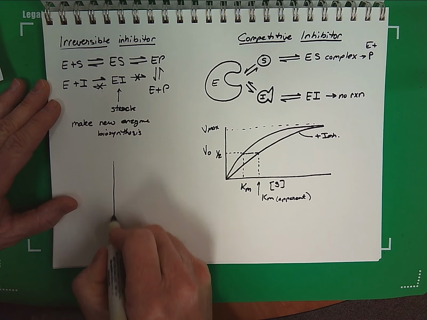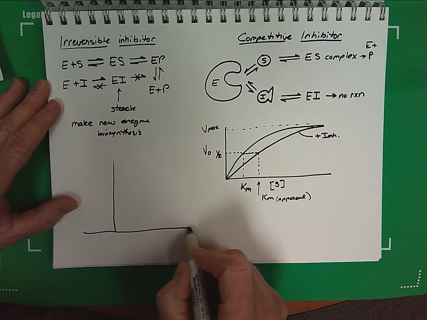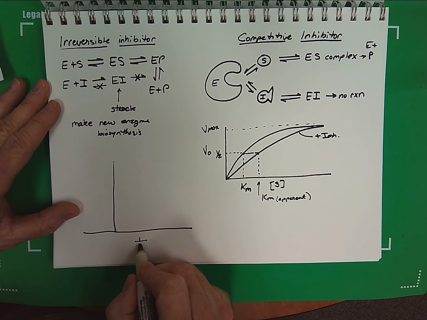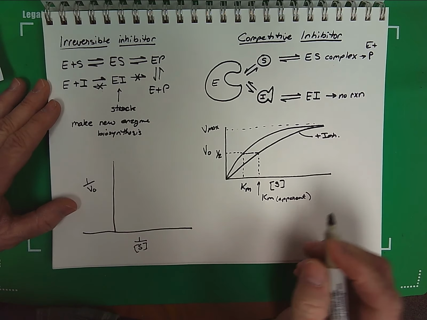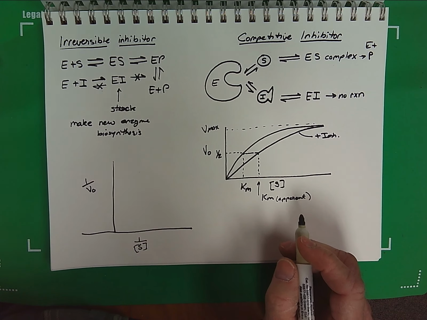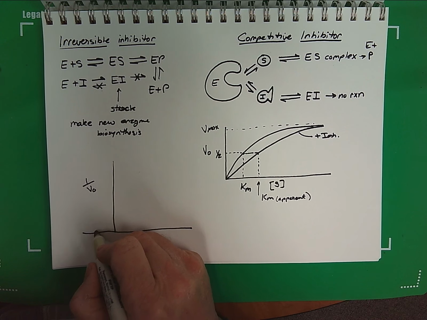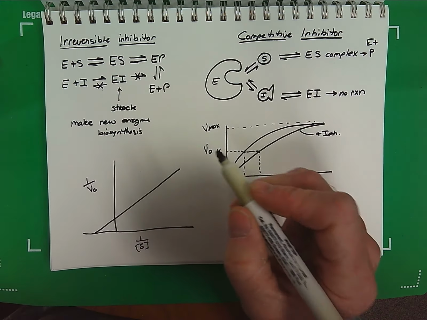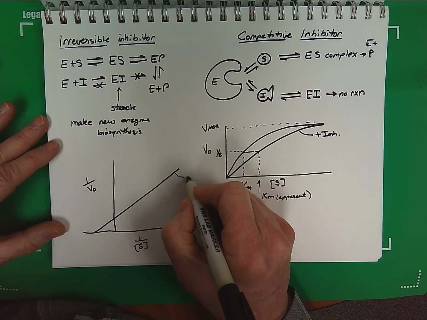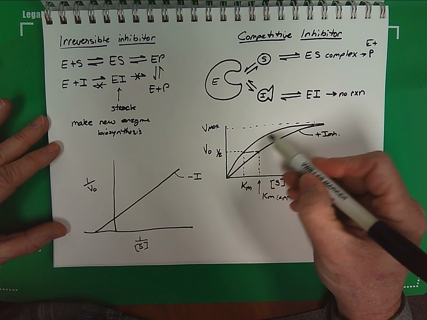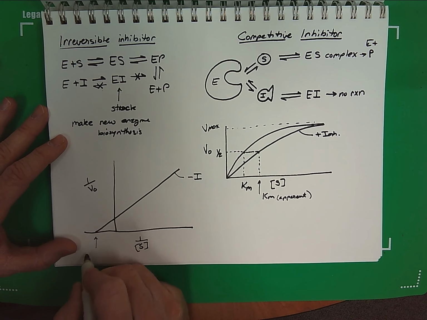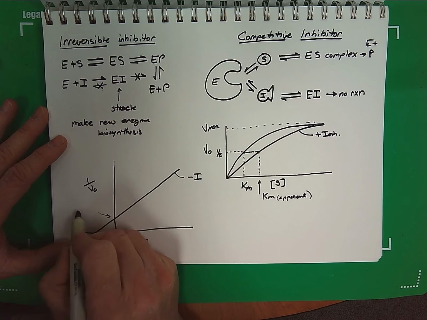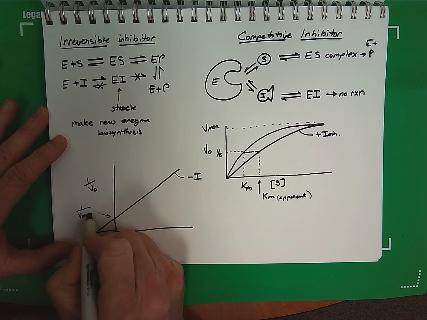Now if we draw our Lineweaver-Burk double reciprocal plot, where we have 1 over concentration of substrate and 1 over V0, what we will have is our line without inhibitor. So this is minus inhibitor, representing the top curve here. And of course this is the negative 1 over the Km. This point here represents 1 over Vmax.